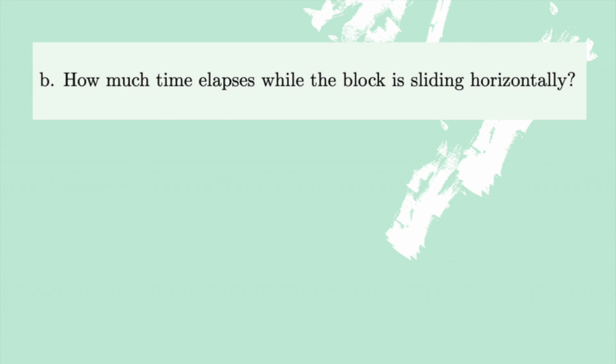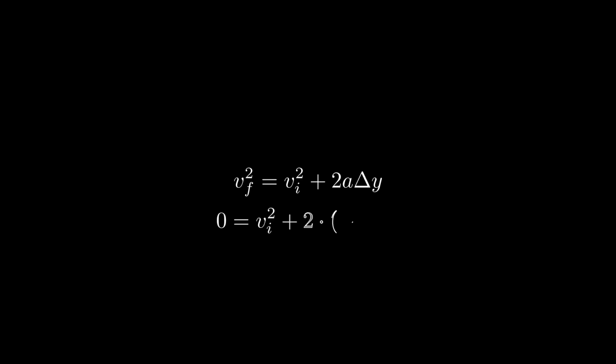Now in part B, we want to find how much time elapses when the block is sliding horizontally. Well, we know that for the horizontal part, there will be an initial velocity and a final velocity. We don't know the initial velocity of the block right when it enters the horizontal part, but we know the final velocity. It's 0 because it will come to rest. We know the acceleration, -4, and we know that the displacement in the x direction for the horizontal part is 8 meters. So we can plug this into this equation, and then we can simplify to find that initial velocity squared is 64, which means initial velocity is 8.